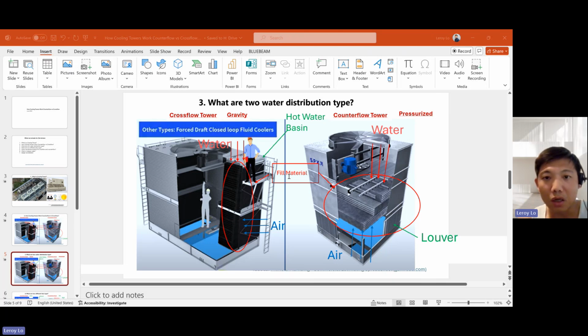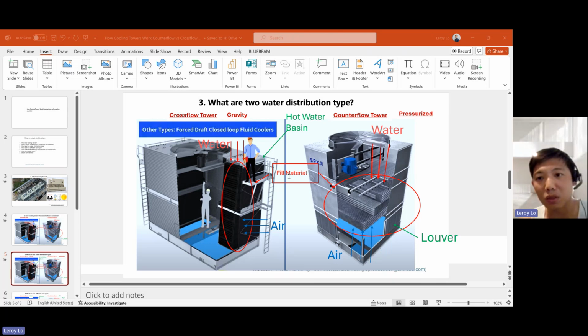So on the counterflow cooling tower, you can see the photo on the right side. It's pressurized, as hot water comes in here, goes through the distribution headers and enters through these nozzles, the sprayers, and then it sprays out, distributed over the filling materials. In a crossflow cooling tower, see the photo on the right.